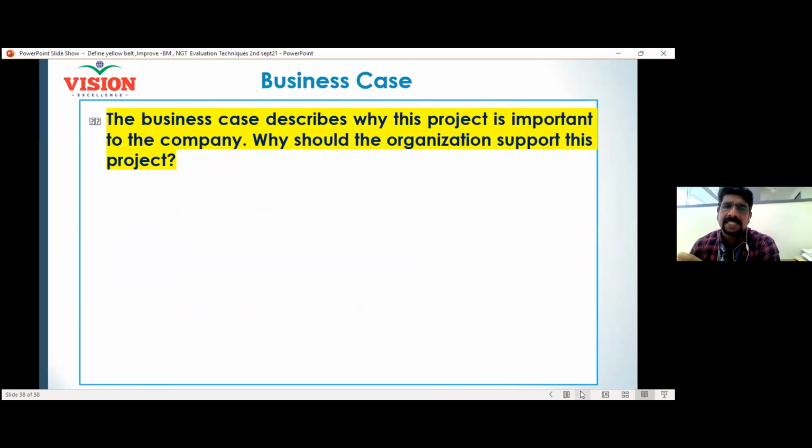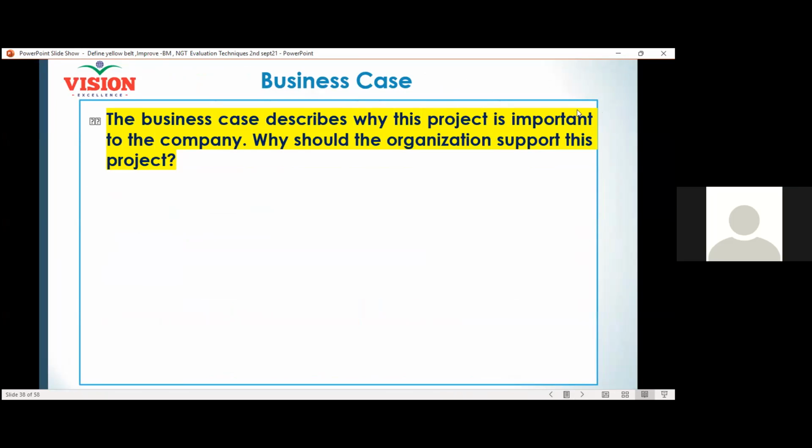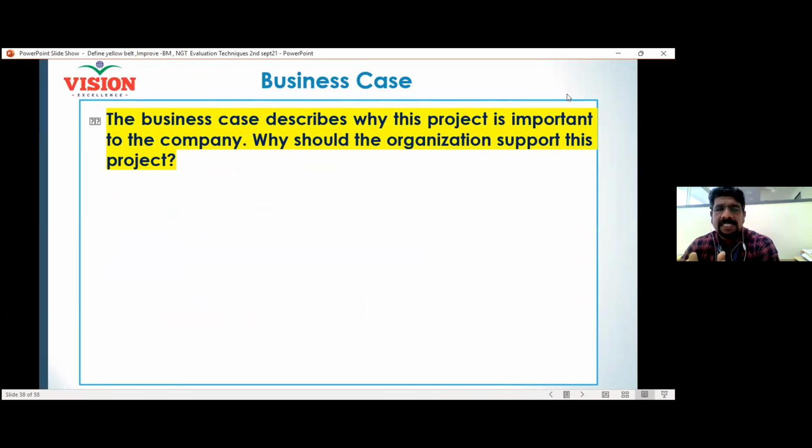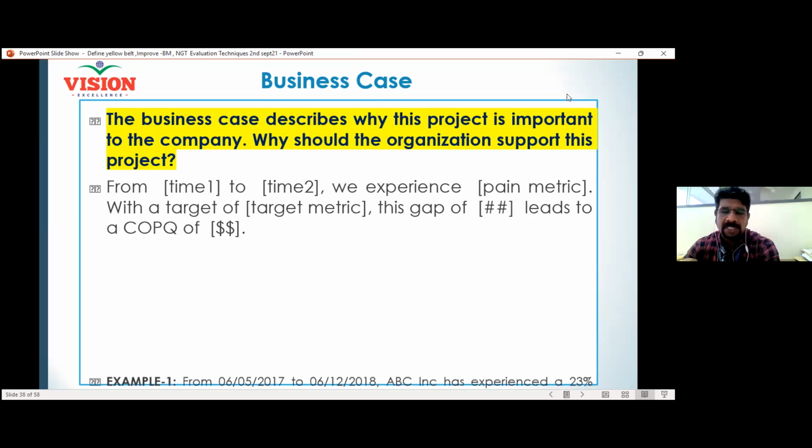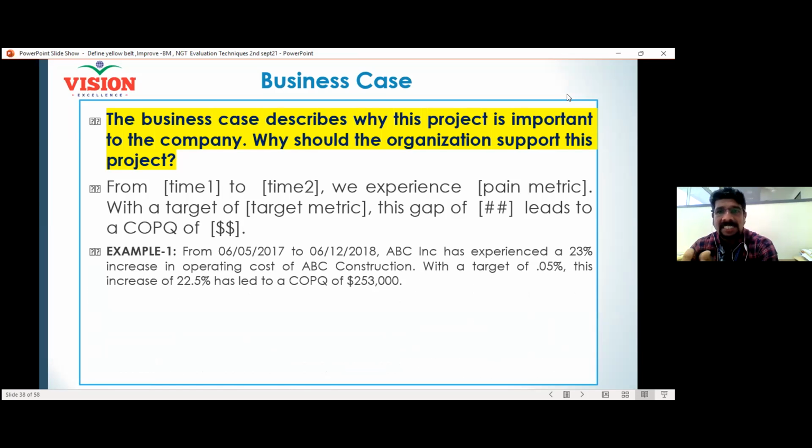See, the business case helps you to describe and understand why doing this project is important for your company. What significance can this project have for the company? And why the organization, why your company, why your top management needs to support this project. So the first and foremost element of the project charter, it is a document. I will show you an example of the project charter.